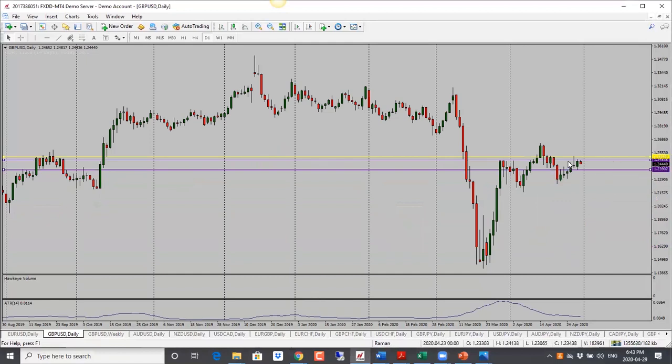Pound dollar here, this one has been interesting. We did have a pin bar or a doji in this one as well, but as we can see, price had gone up. So at this point, I'm neutral on this one as well. I think a lot of it will depend on how the US dollar reacts. So if the US dollar still is weak or stays weak.